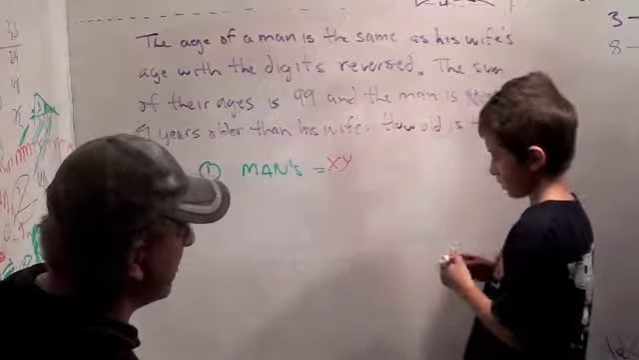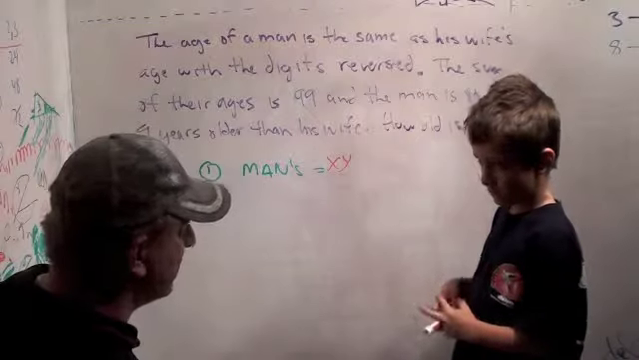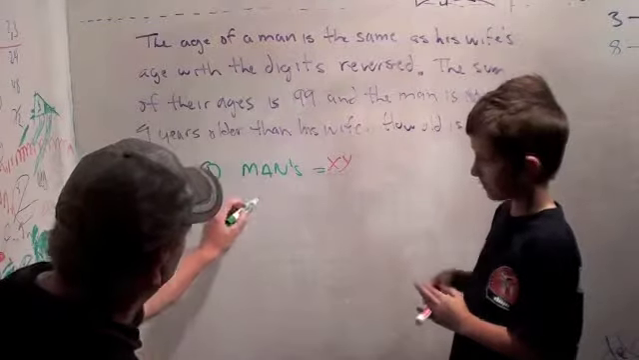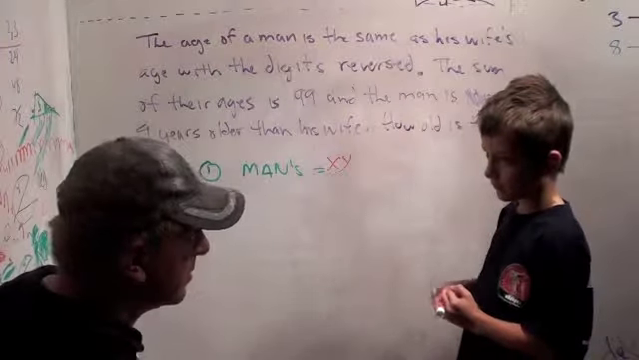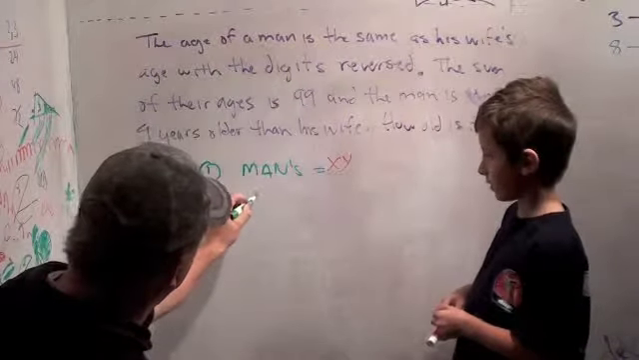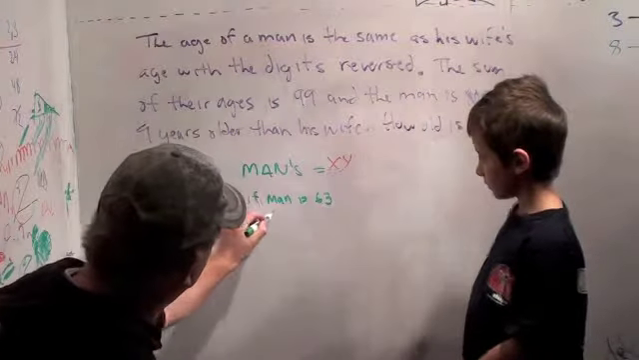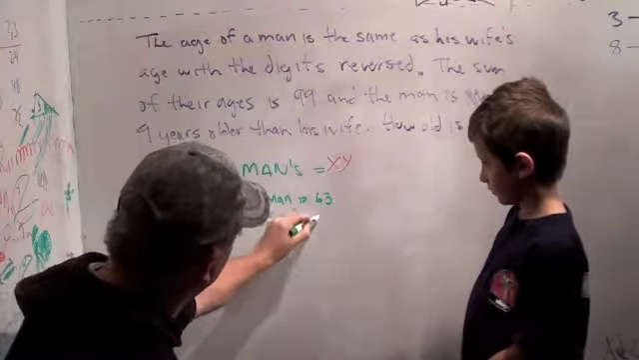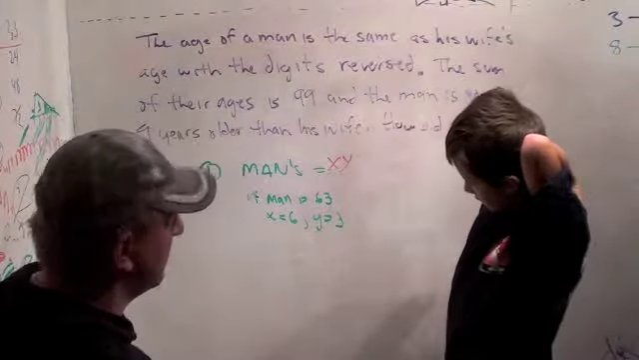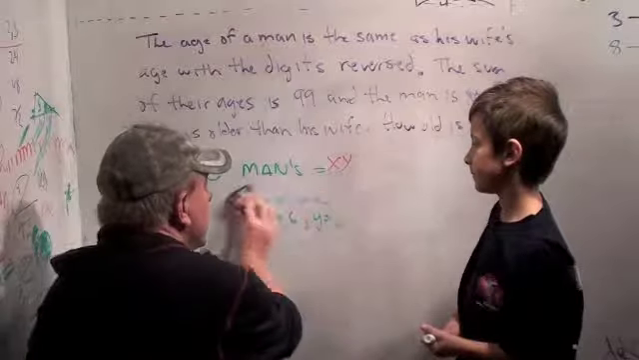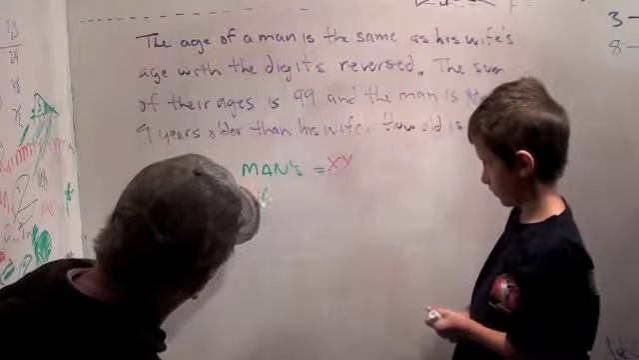Okay, so XY means the man is like 43 or 21 or 16. So let's pick an age. What age do you want to say? 63? Okay. If the man is 63, we have X equals 6 and Y equals 3. That's what we mean when he says XY, right? Yeah. Okay. Now, what is the wife's age?